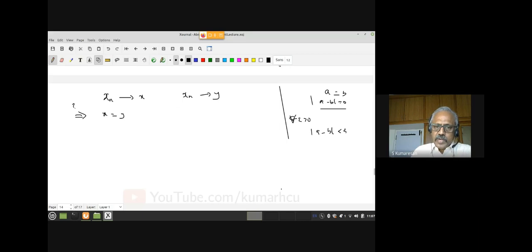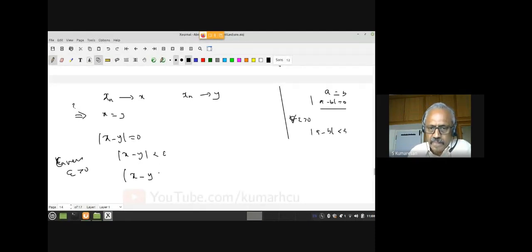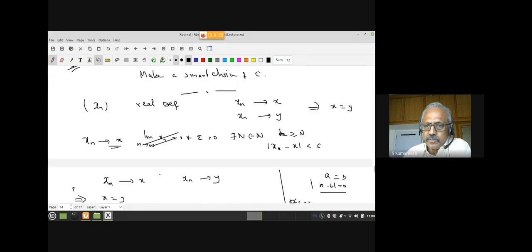So when I want to say mod x equal to y, what should I do? I have to prove mod x minus y is 0. For this, what should I do? I have to prove mod x minus y is less than epsilon for any epsilon you gave me. Given epsilon positive, I have to prove mod x minus y is less than epsilon. That means I have to estimate mod x minus y and show it's less than epsilon. Now how do I do that? See, this is where my curry leaf trick comes.